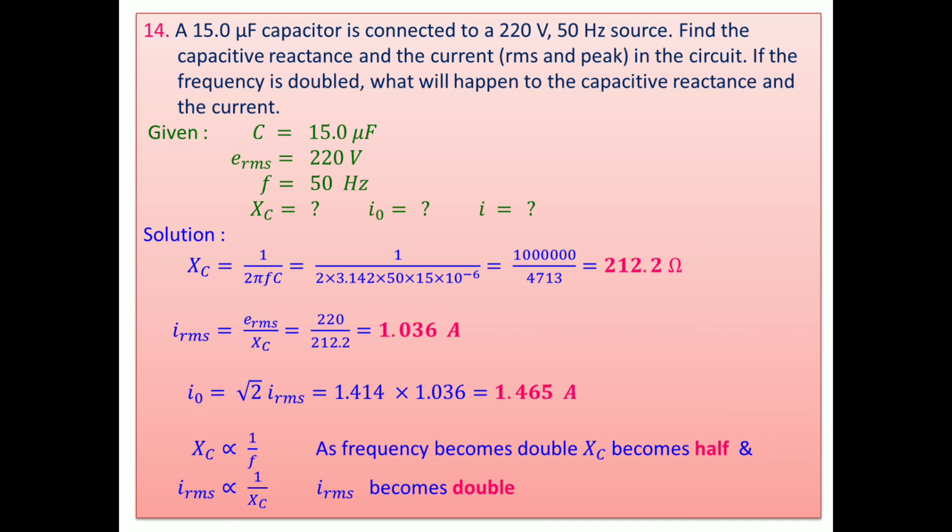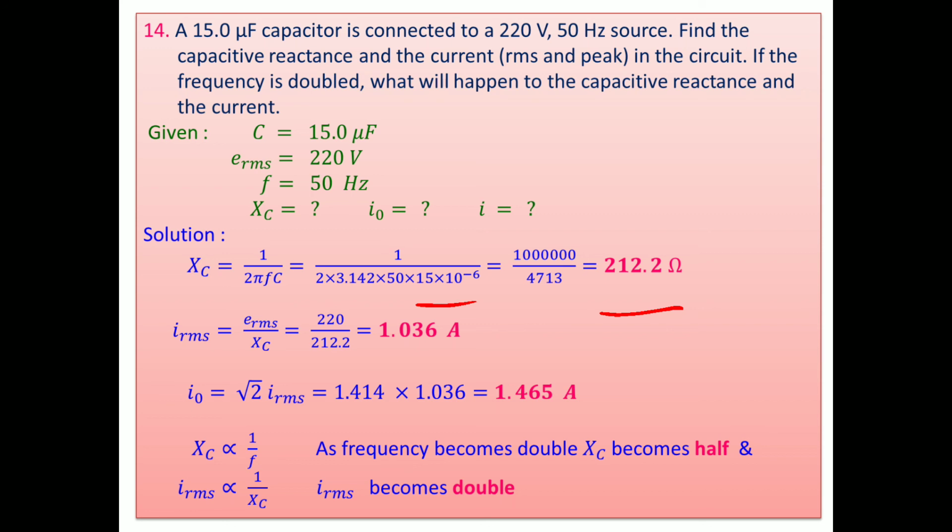We have to calculate peak current and instantaneous current. We know that XC equals 1 upon 2 pi FC. Then 1 upon 2 into 3.142, pi is there. F is 50, and here capacitance is 15 microfarad. Micro means 10 raised to minus 6 farad. And thereafter the 10 raised to minus 6 term is taken in the numerator. After calculation we get 4713, and after calculation we get here 212.2 ohm. Quite difficult calculations are there.